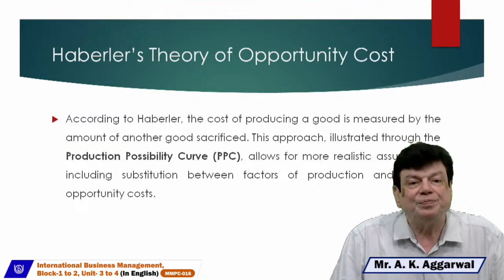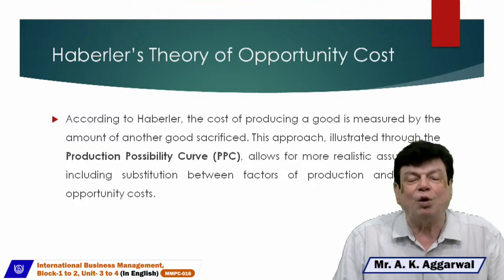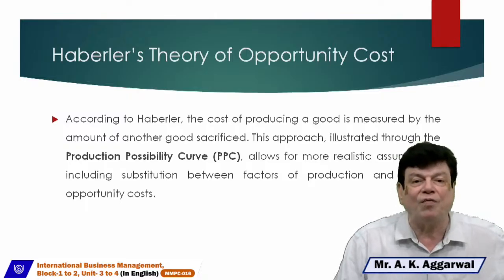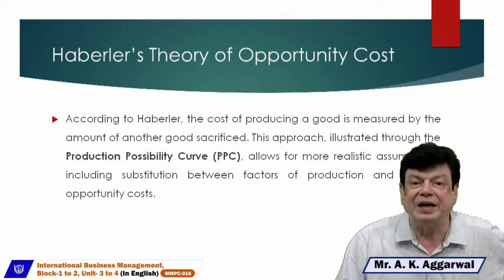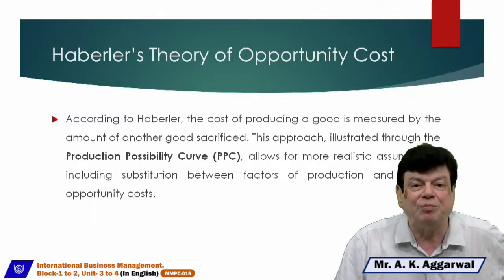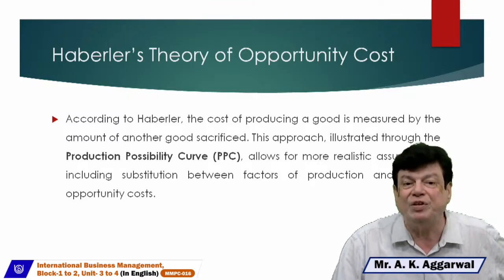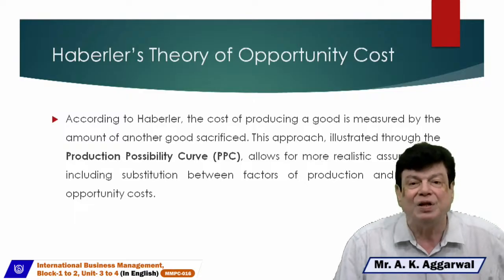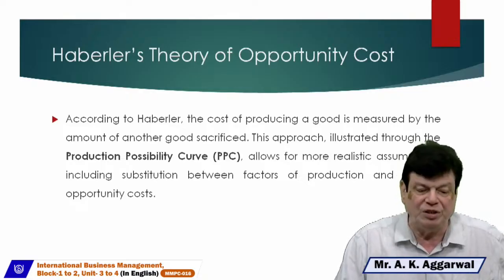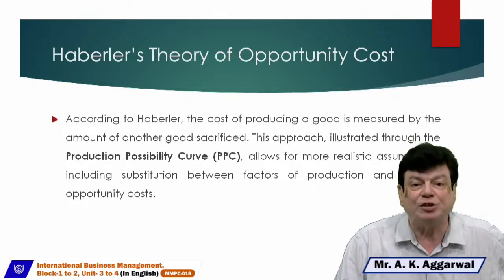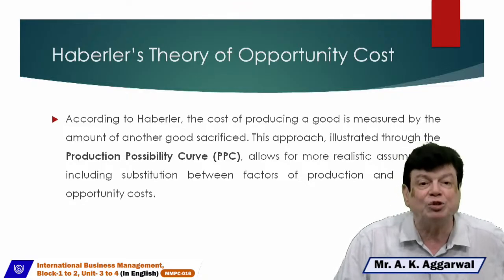According to Haberler, the cost of producing a good is measured by the amount of another good sacrificed. This approach, illustrated through the production possibility curve, PPC, allows for more realistic assumptions including substitution between factors of production and varying opportunity costs.